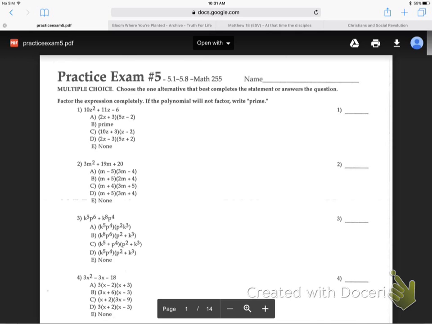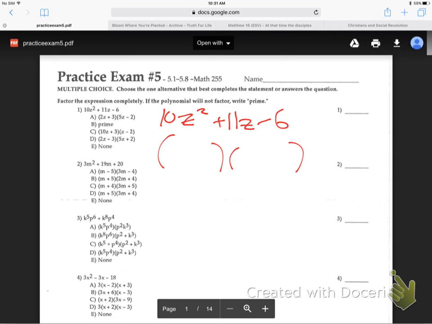So, number one, how do you do it? 10z squared plus 11z minus 6. Well, the first thing I would do on these is look and ask, is there any number factored in front of any of these? Like right here in the front, is there any number factored in the front? No. So there's no GCF here, right? Just look at the options. There's no GCF. Use that to your advantage.